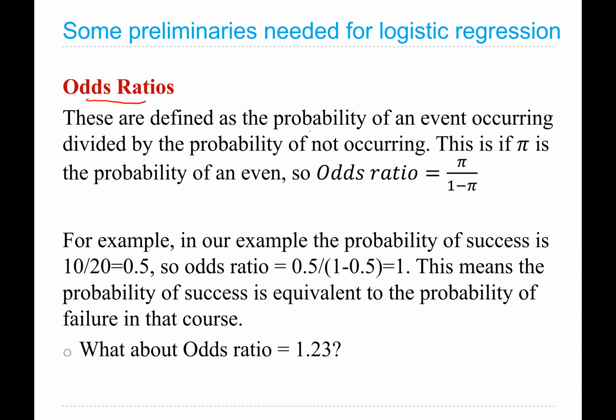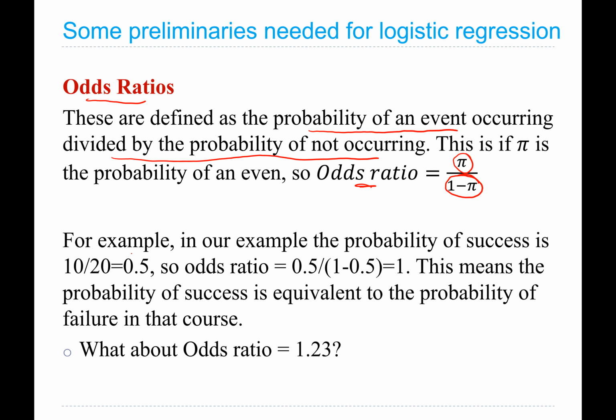The odds ratio is the probability of any event occurring divided by the probability of not occurring. So assuming the probability of success is pi and the probability of not succeeding, or the probability of failure, is 1 minus pi, this ratio is called the odds ratio. So what is the meaning of this odds ratio? It is the number of times the probability of success is of the probability of failure.